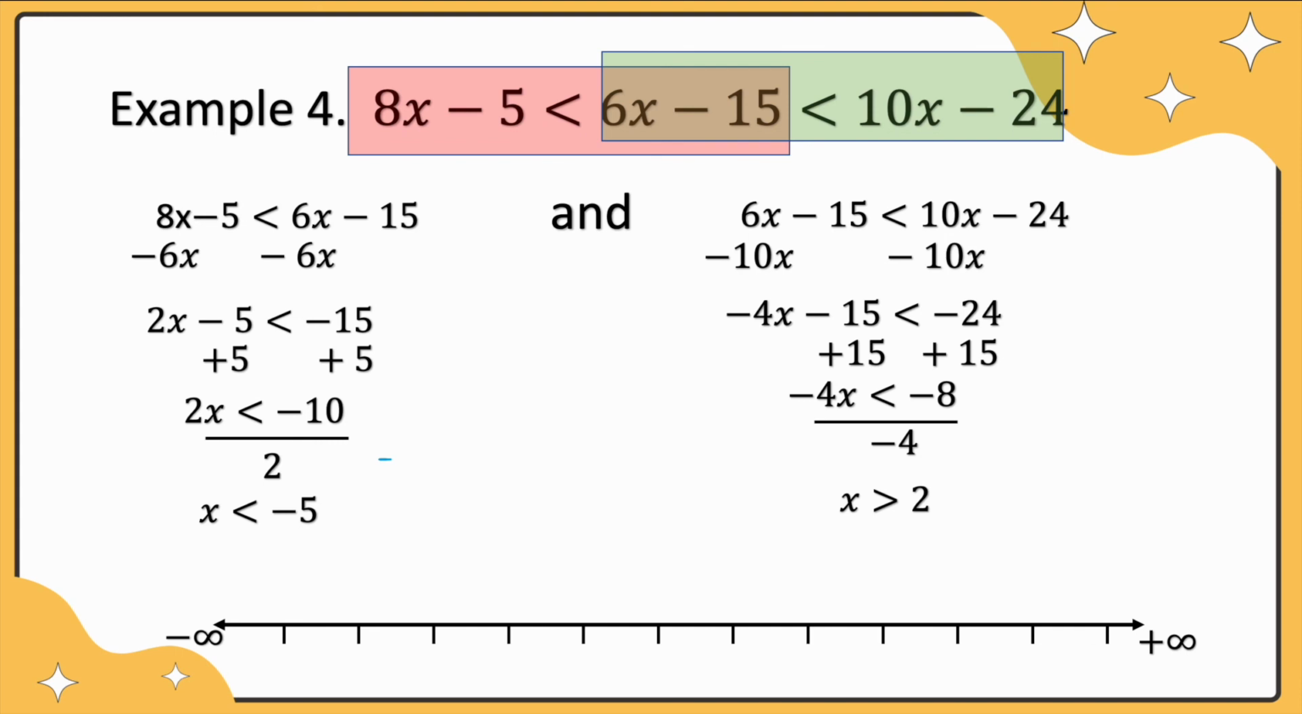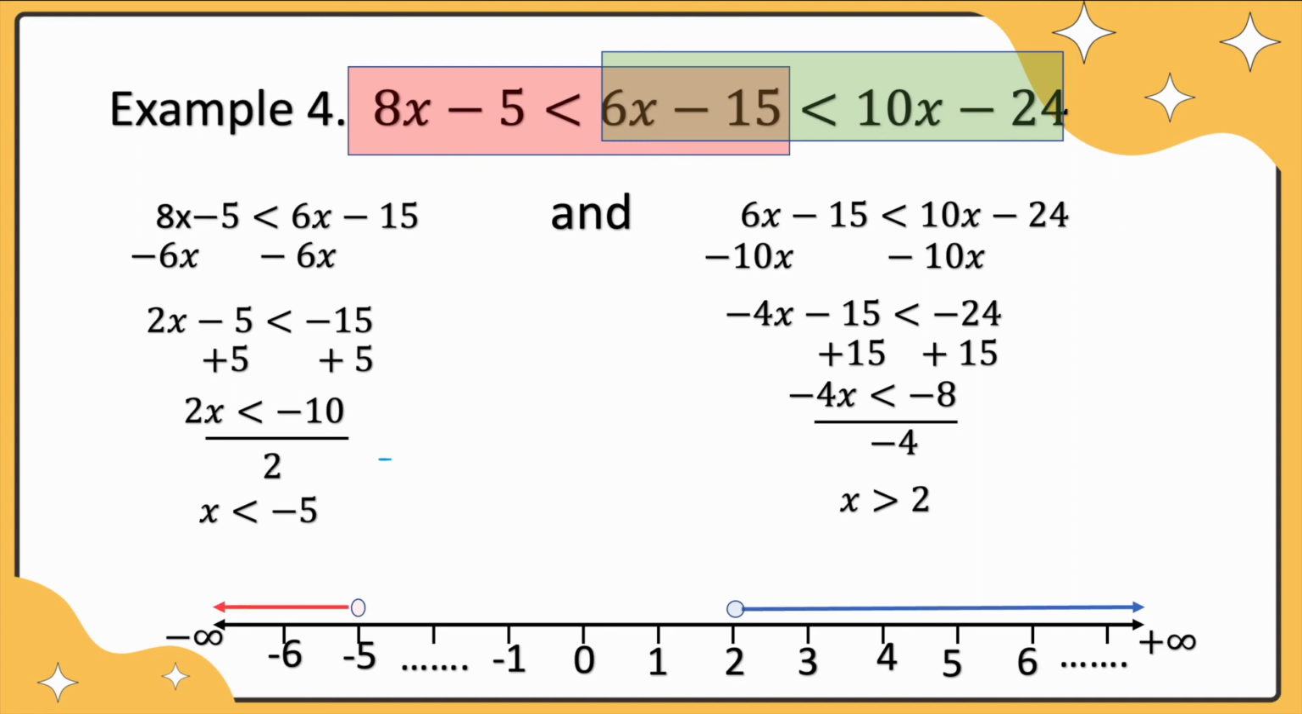Now let's graph these solutions on a number line. So we have x greater than 2. So we start with marking 2 with an open circle because 2 is not included. And then shade the area that is greater than 2. And that goes to positive infinity. In our second solution, which is x less than negative 5, again, negative 5 is not included. So you start with an open circle to mark negative 5 and shade the area which is less than negative 5. That goes to negative infinity. And what do you notice here?